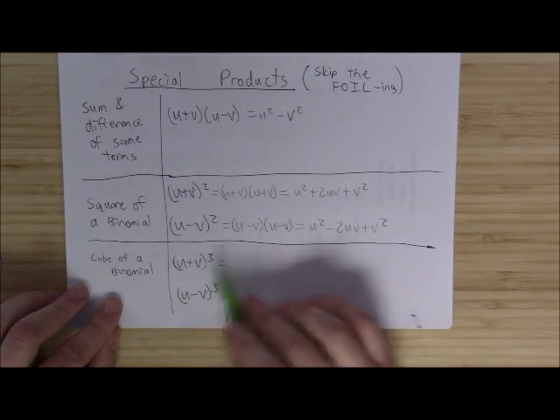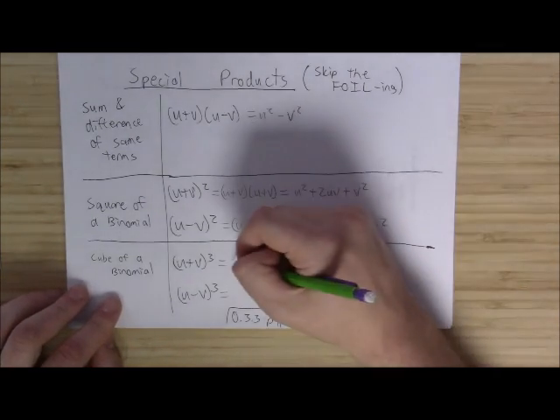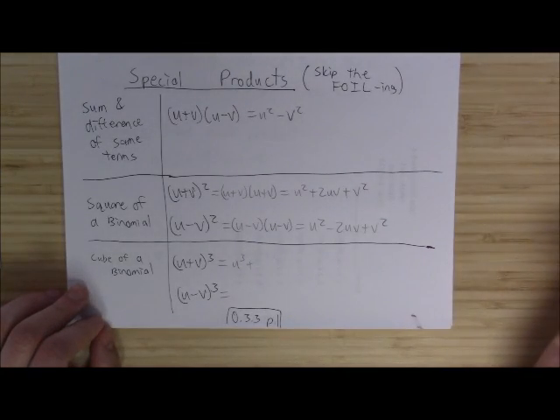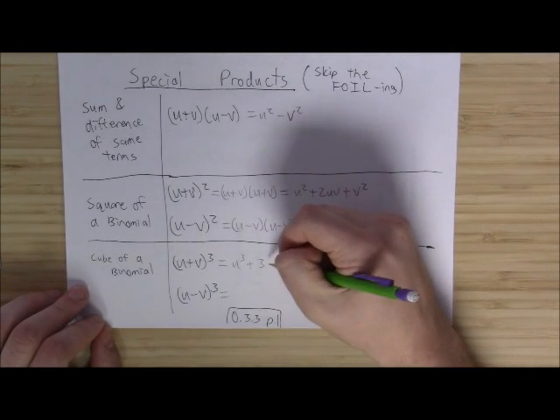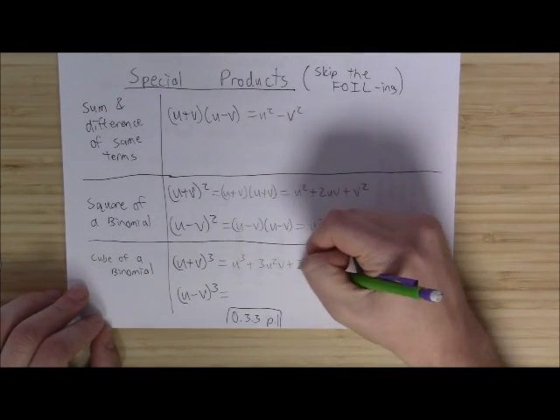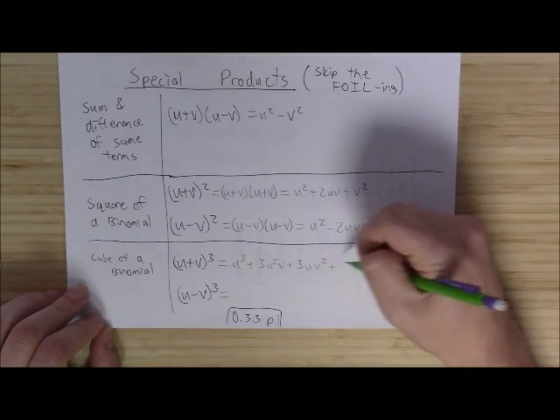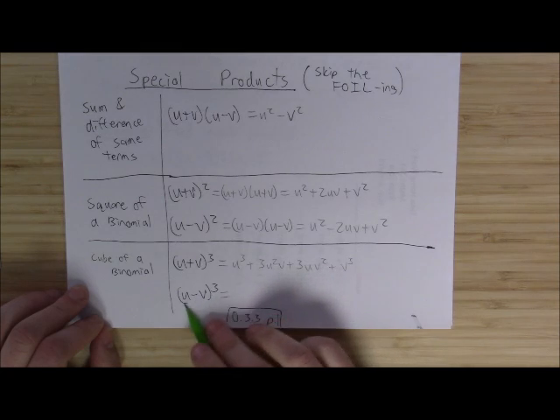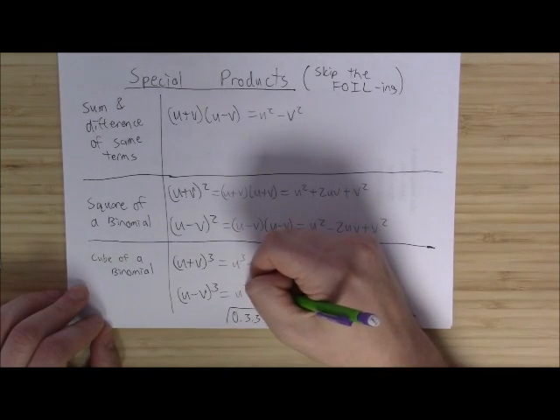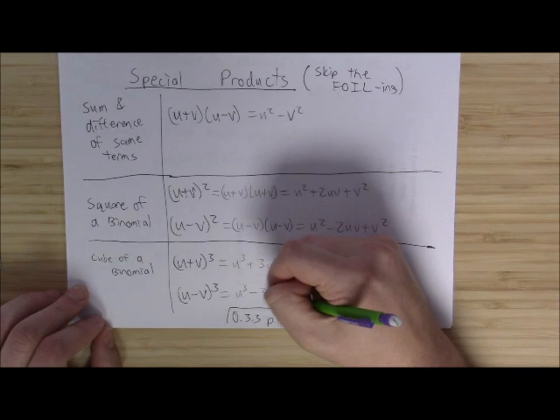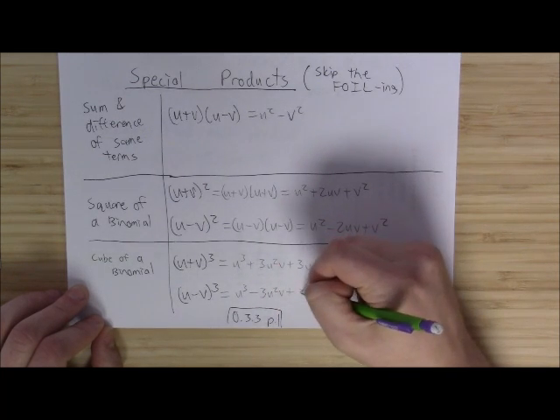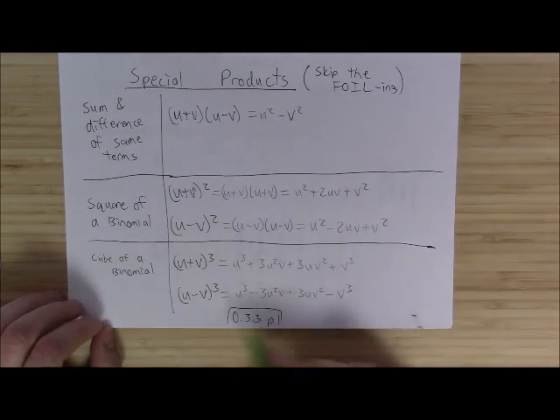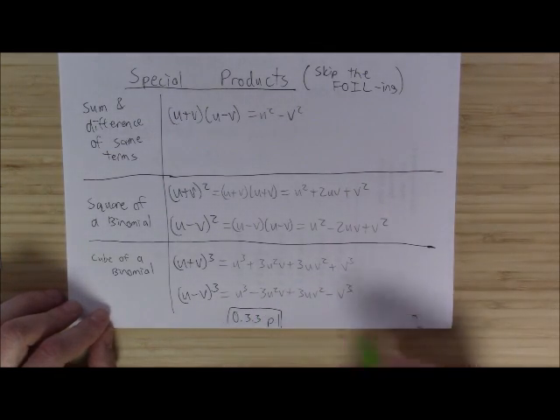So if I multiply this whole thing by u plus v, what I end up with is u cubed plus 3u squared v plus 3u v squared plus v cubed. Similarly, here I would end up with u cubed minus 3u squared v plus 3u v squared minus v cubed. Notice that when you throw a negative in, the sign alternates.